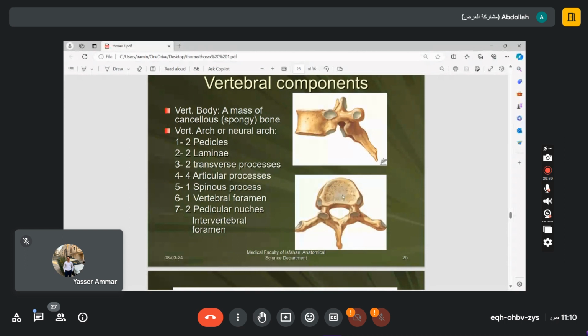Each vertebral also has a foramen. This foramen is the place of the vertebral column. This is a foramen, the vertebral foramen. This foramen is placed for the spinal cord of the nervous system. So this is the body, this is a pedicle. Look at here, this is a notch, the supra and infravertebral notch, located in the superior and inferior part of the pedicle.